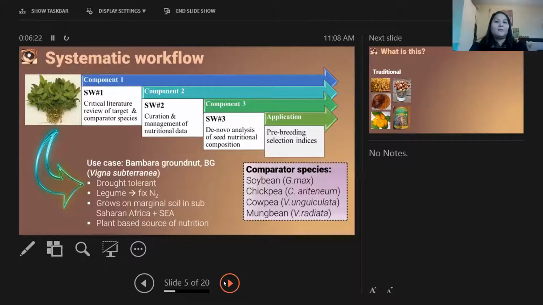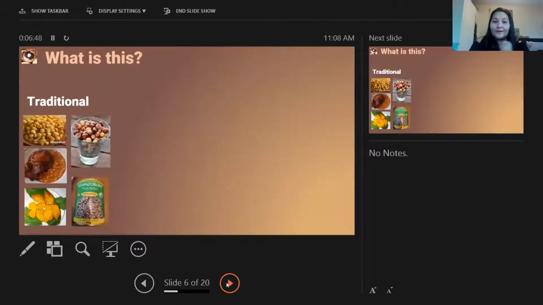So, keeping true with using comparative species, I chose 4 major or commodity crops as my comparative species: soybean, chickpea, cowpea, and mungbean. These are all closely related to bambara, phylogeny-wise, the closest being cowpea and mungbean, both in the Vigna genus. But hold on a second.